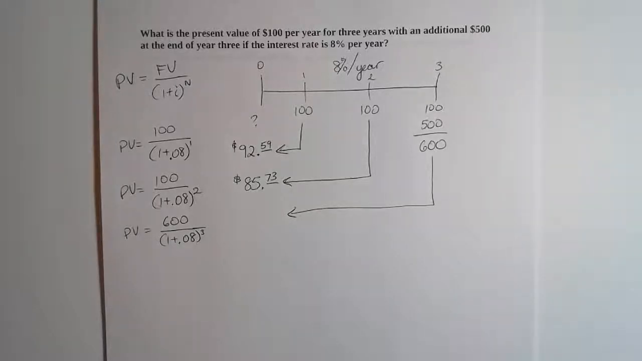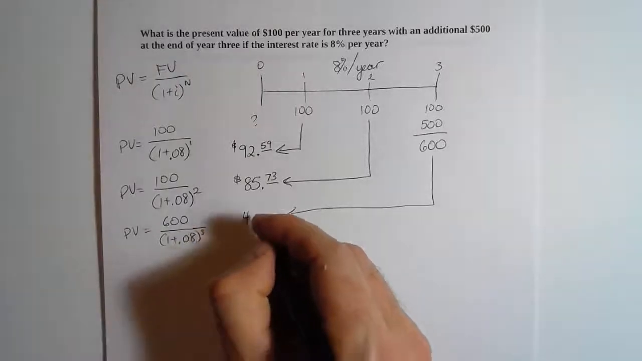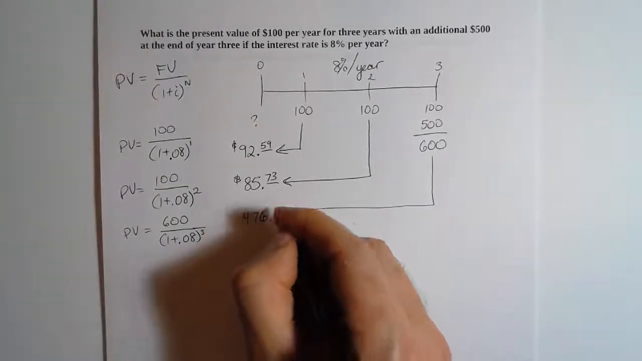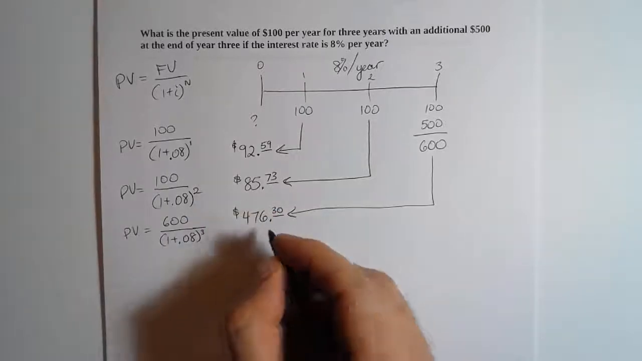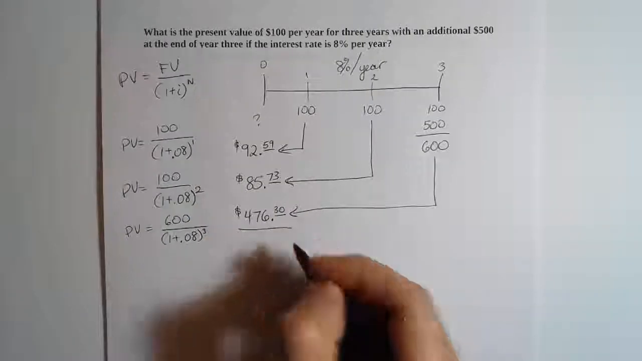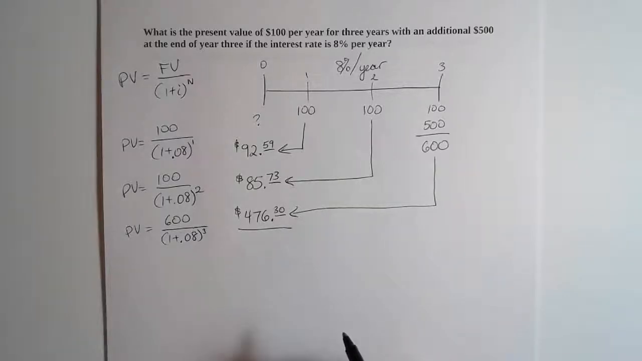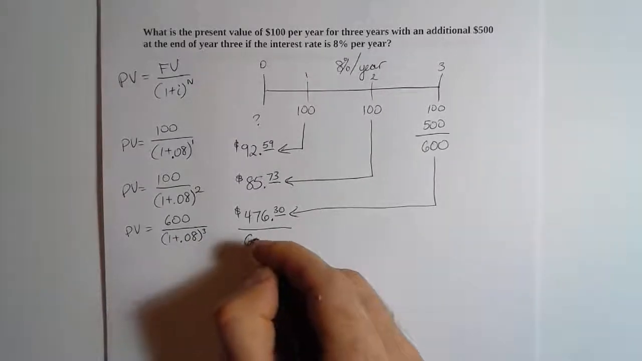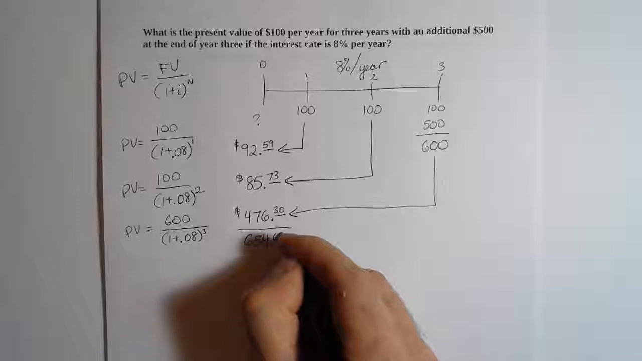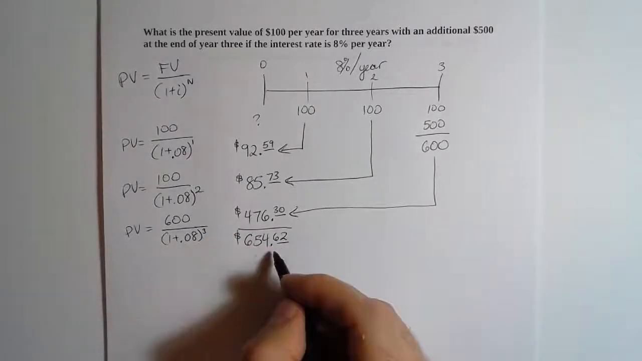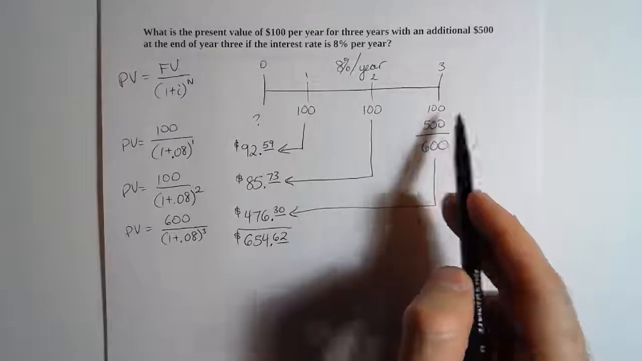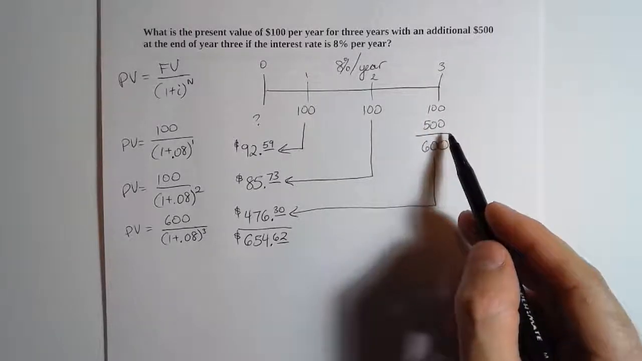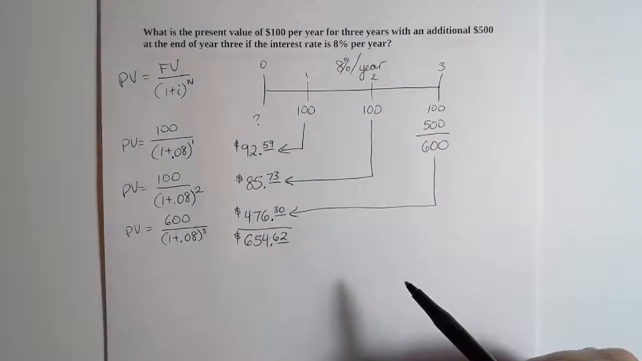Okay, so if you paused that and tried it out, what you should have gotten is $476.30. To find the overall present value, we need to add all these up. So I recommend you pause the video and add them up and see what you get. Okay, so if you added them all up, what you should have gotten is $654.62. That would be the present value of the $100 per year for 3 years with the additional $500 at the end of year 3 when the interest rate is 8% per year. So that would be our answer.